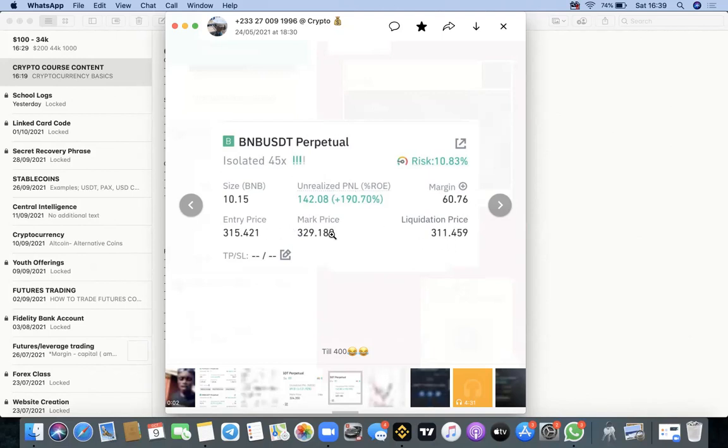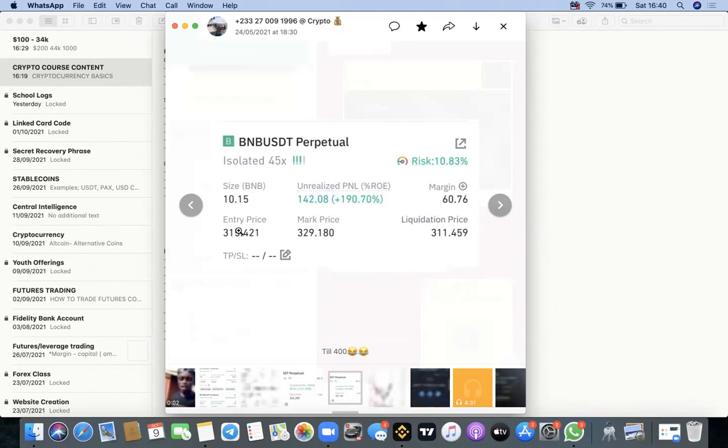Liquidation. Okay, so the person is buying, right? Whenever you are buying, you're expecting the pump. Whenever you are longing or buying, you're expecting the price to go up. So this person is trading BNB, the Binance token. The market price is currently at 329.180. That's the current market price at which the person is currently trading.